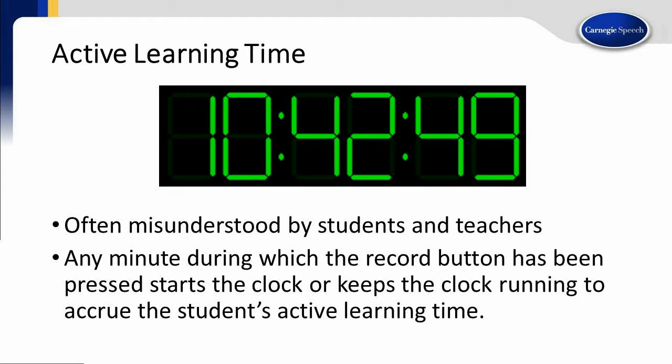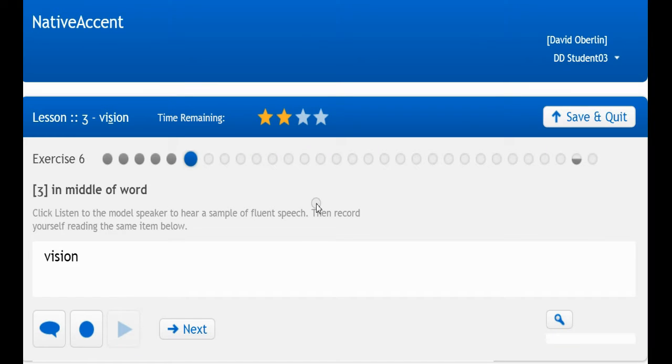Active learning time is often misunderstood by students. In NativeAccent, any minute during which the record button has been pressed either starts the clock or continues the clock, counting up active learning time. NativeAccent lessons are 15 minutes long.